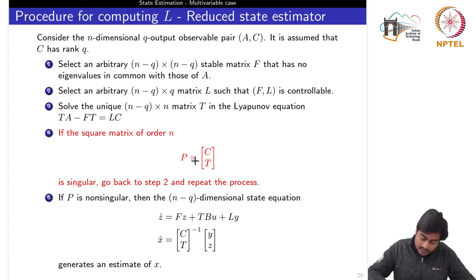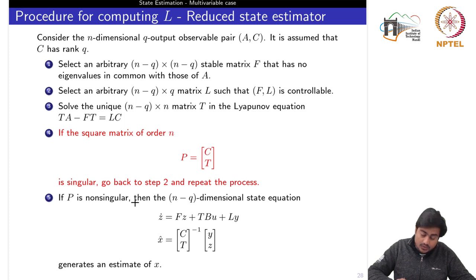So if you recall that in the single input single output case, we had formed this P matrix as the combined matrix of C and T. So if this square matrix of order n is singular, then we go back to step 2 and repeat the process. Okay, so this means that we need to find another L matrix such that if we put that L matrix into this Lyapunov equation, we would obtain another T matrix. So for some L matrix, this P matrix would definitely be non-singular.